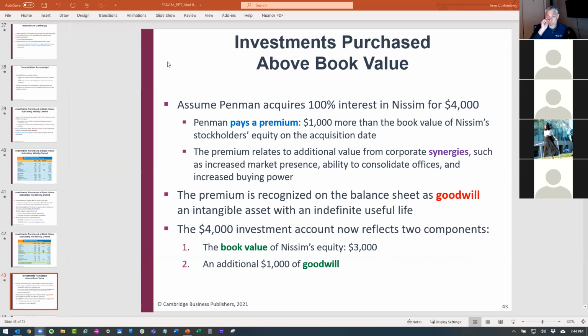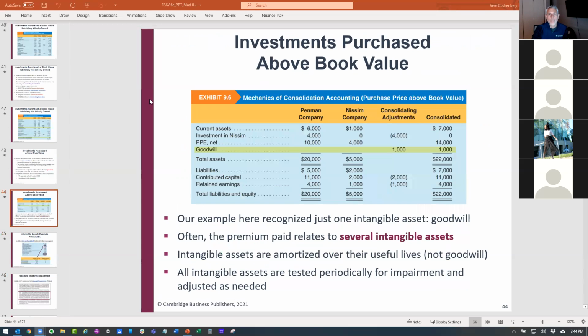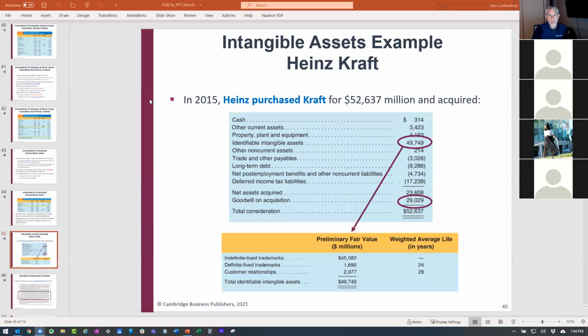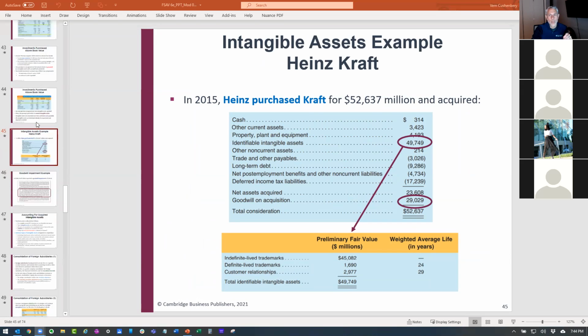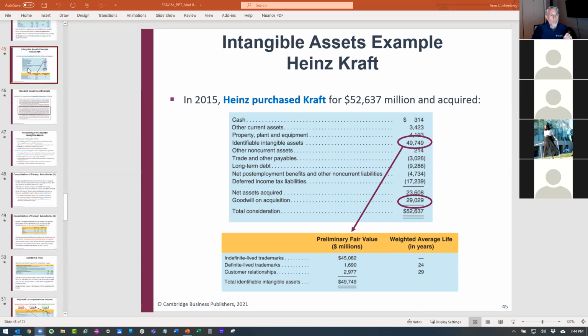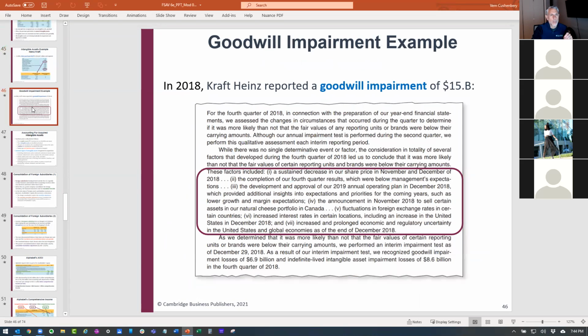Okay, we talked about investments purchased above book value. No reason to talk about that again here. Here our authors give us an example of goodwill presented on the balance sheet. So take a look at slide 46. And this is a fairly common disclosure describing a merger between Kraft and Heinz.